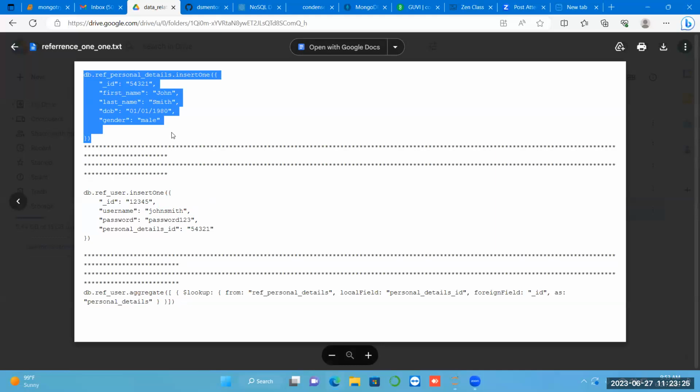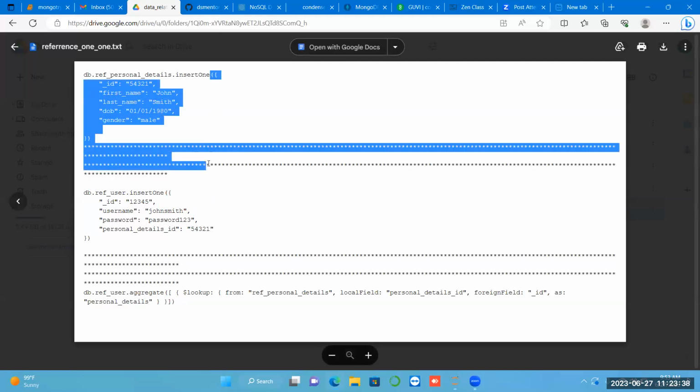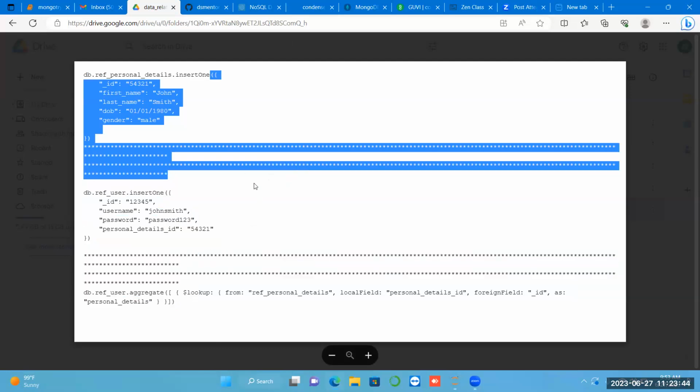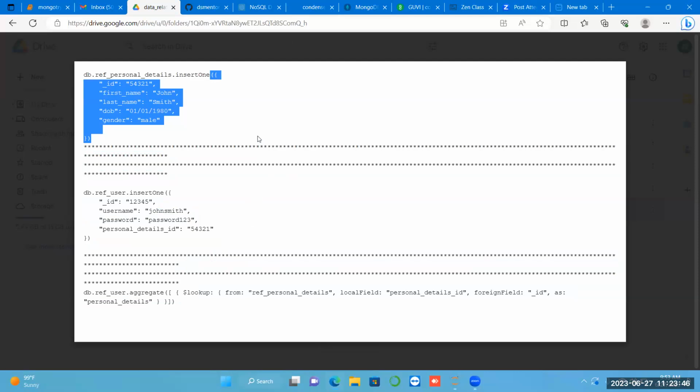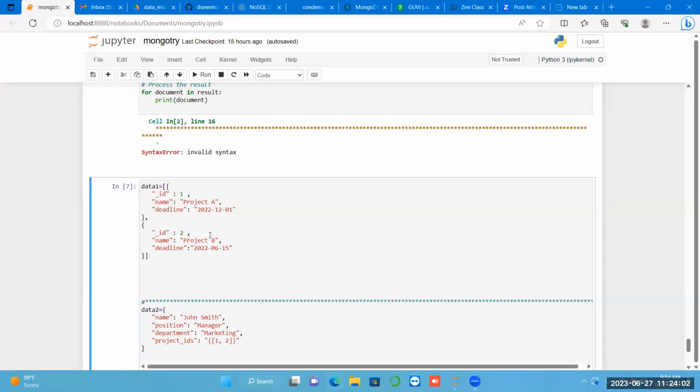Shall I copy it? Just copy the data. Don't copy that dv dot reference personal details. So only copy the data, after the round bracket, copy everything. Divya, copy only table 1 data. Is it enough, sir? But after you paste it, remove the square, round bracket. Okay. Copy it, and go to your copy data one, paste it.